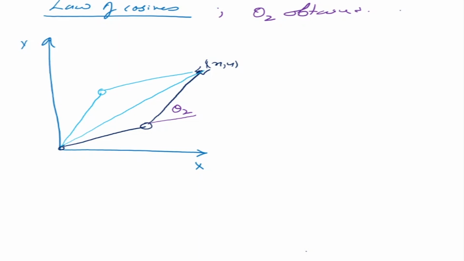So we want to find theta 1 now. Theta 1 we need to find. So let us do this, this is my theta 1. Let us write down this. This is the angle beta and this is the angle psi.